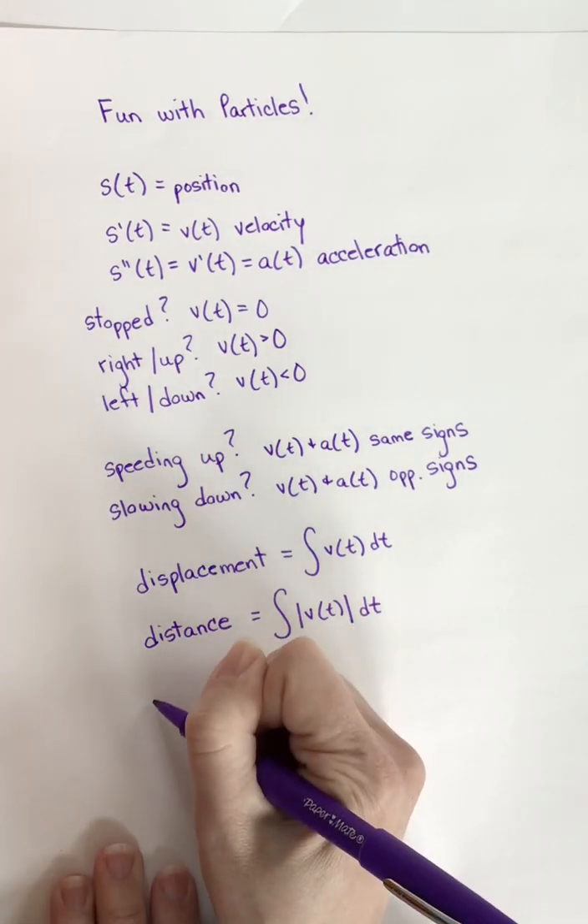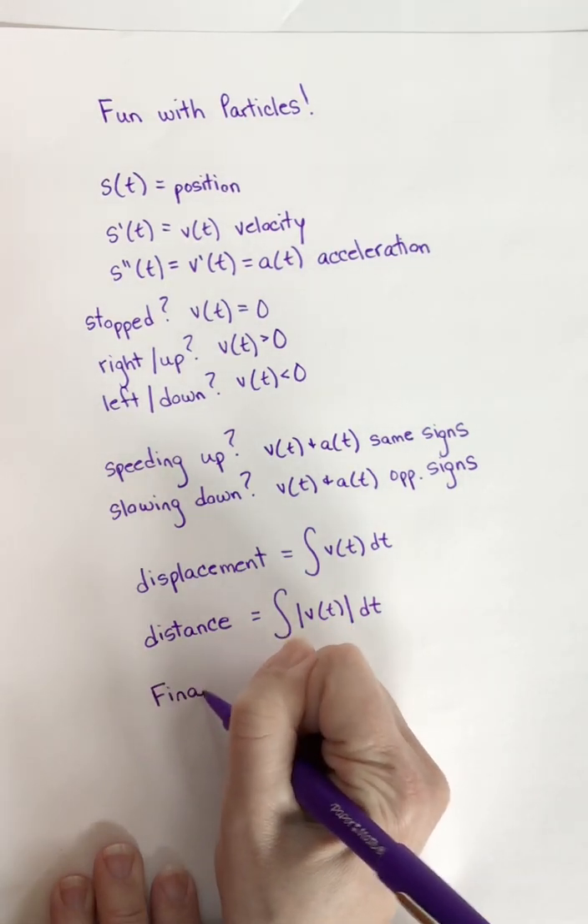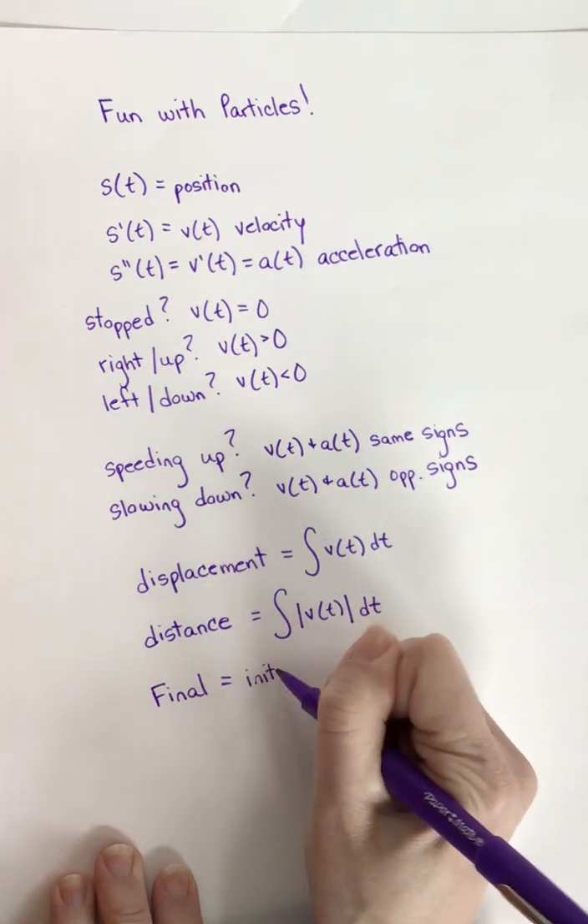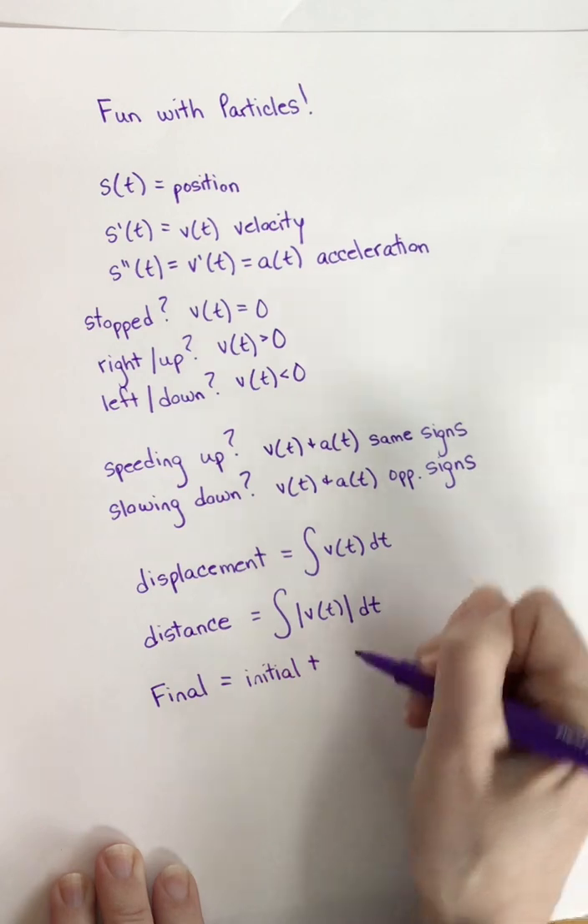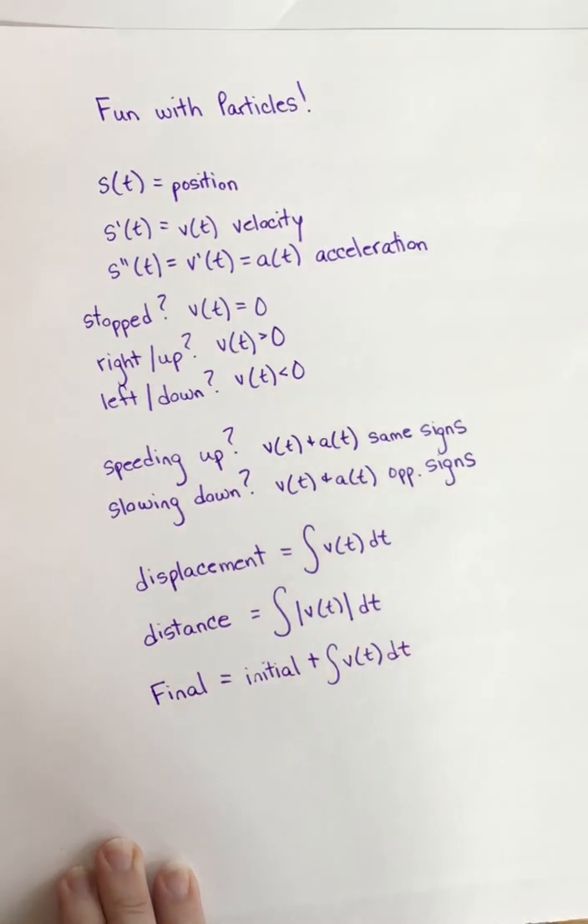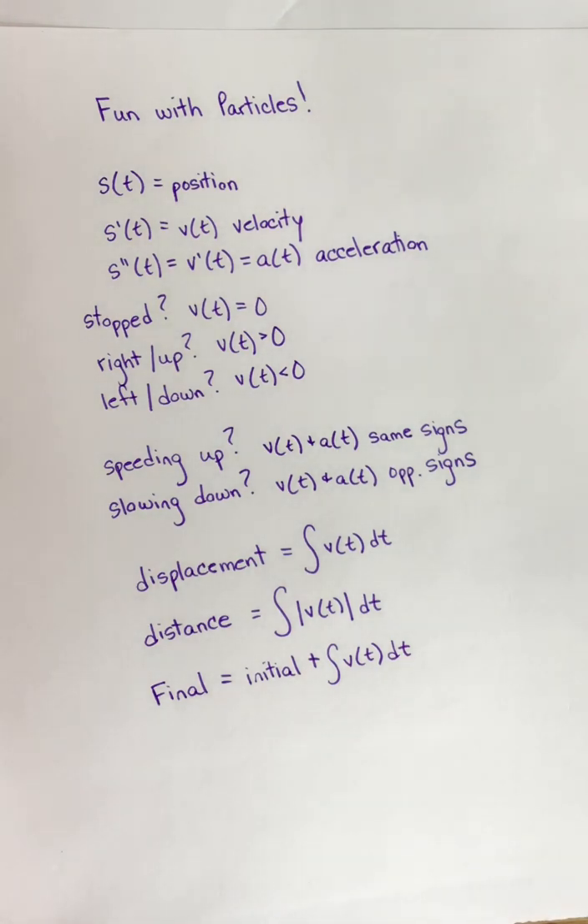If I wanted to figure out my final position, it's very similar to our rates question. It's going to be the initial position plus my displacement, or the accumulation of velocity. So there's a quick refresher on particles. Next up, let's see if we can come up with an AP question.